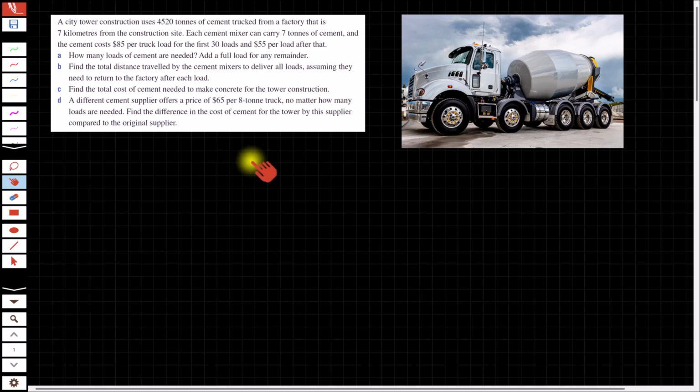In this lesson, we're going to try and solve this problem. So the first job we need to do when we're given a problem like this is read the problem fully, then go back to the start and pull out the important stuff.